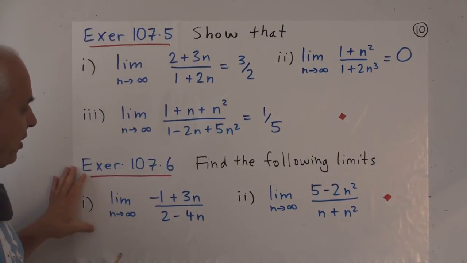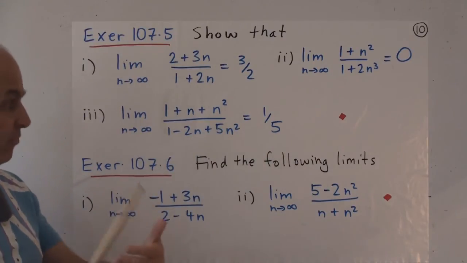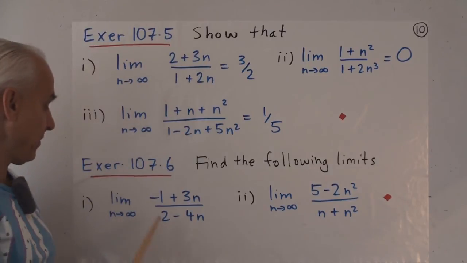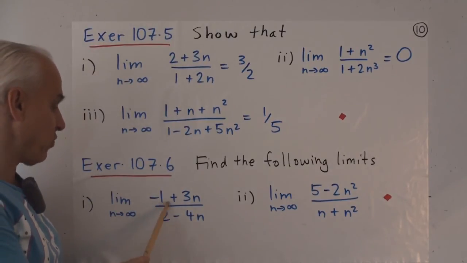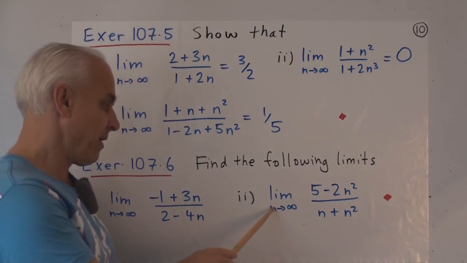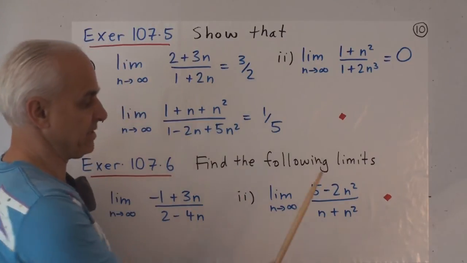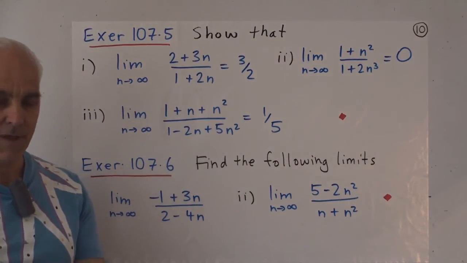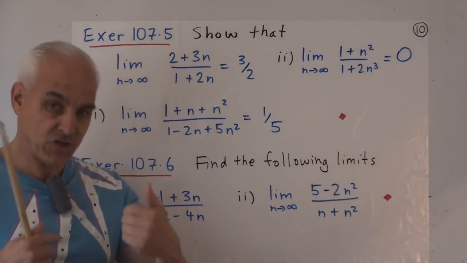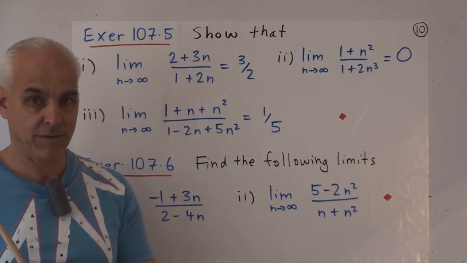And in this case here, I'm asking you to find the limits. I'm not telling you what the limit is and asking you to prove it. I'm asking you to, first of all, find the limits. So find the limit as n approaches infinity of minus 1 plus 3n over 2 minus 4n, and the limit as n approaches infinity of 5 minus 2n squared over n plus n squared. And once you've found the limit in some way or another, show that that actually is the limit by going back to the definition.